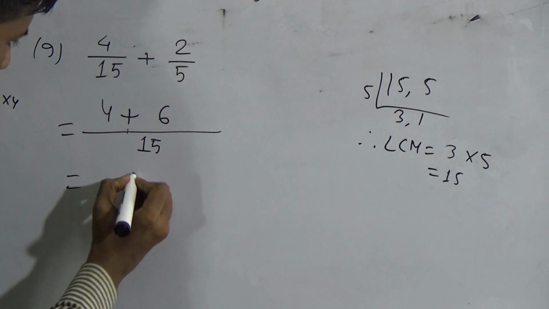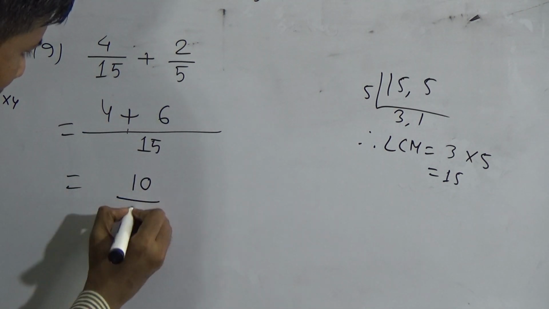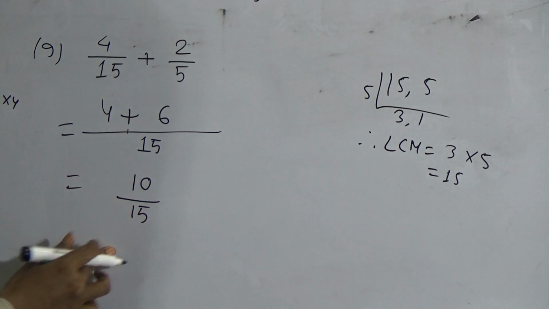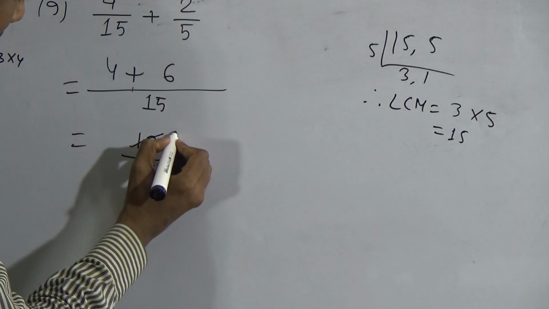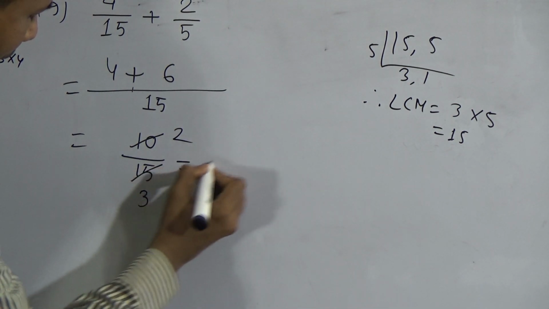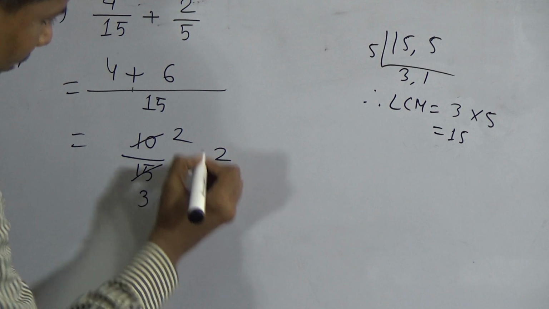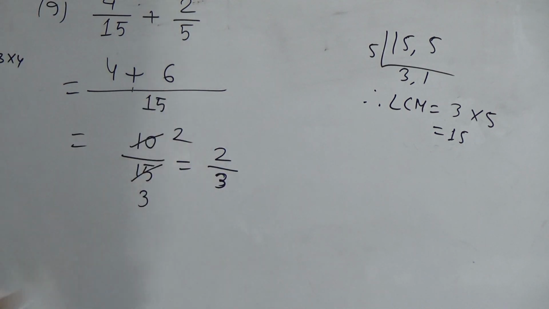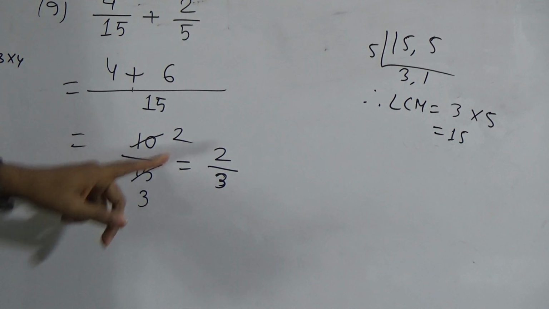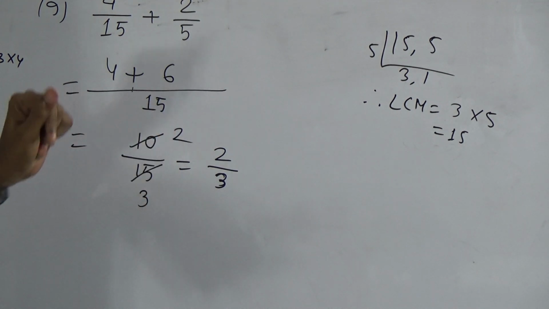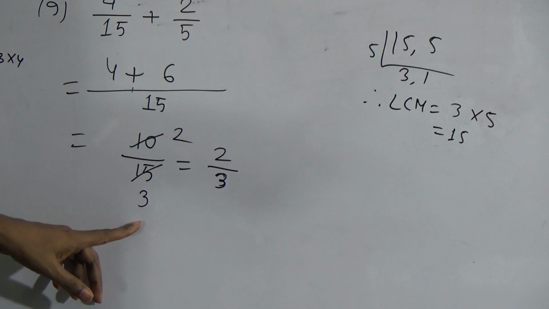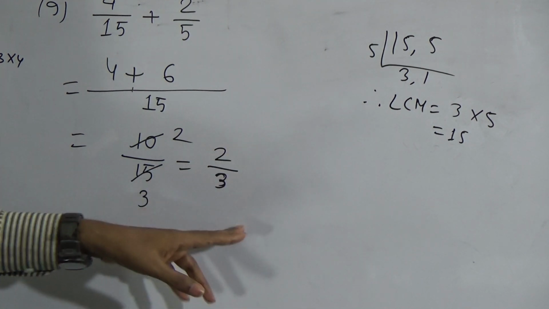Now 4 plus 6 equal to what? 10. 10 by 15. Divide both numerator and denominator by 5, then you get what? 2 and 3. Okay, student, that means what? 2 by 3. We divide at first the numerator by 5, then you get 2. Now divide 15, that means denominator by 5, then you get what? 3. Now our result is 2 by 3.